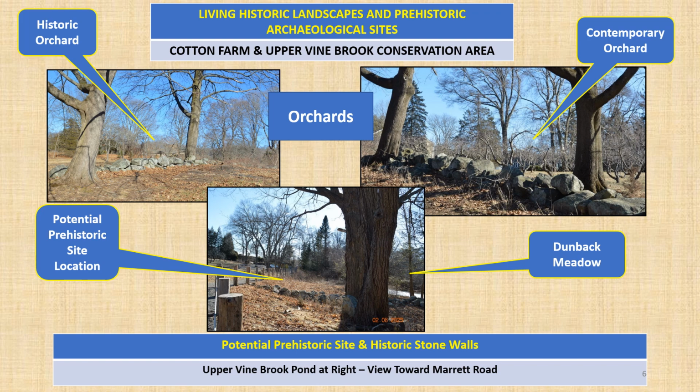You can see in the left image over the stone wall an area where an historic orchard dating back possibly 100 years exists. On the right, you can see over the stone wall the contemporary orchard, which was planted about 35 years ago.